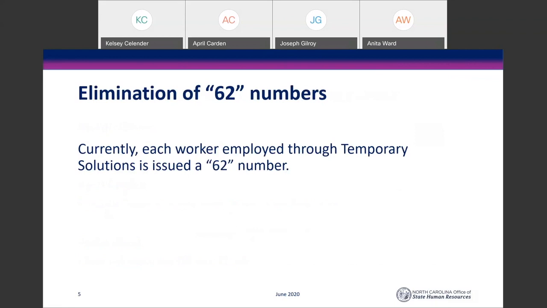So all of us as state employees have a position number in Beacon. For a lot of folks, it starts with 600 or 6500. Temporary employees also have position numbers just like those. But at Temporary Solutions, we assign a second position number, a supplemental position number to those individuals, and we refer to those as 6-2 numbers. So again, each worker employed through Temporary Solutions has a 6-2 number.